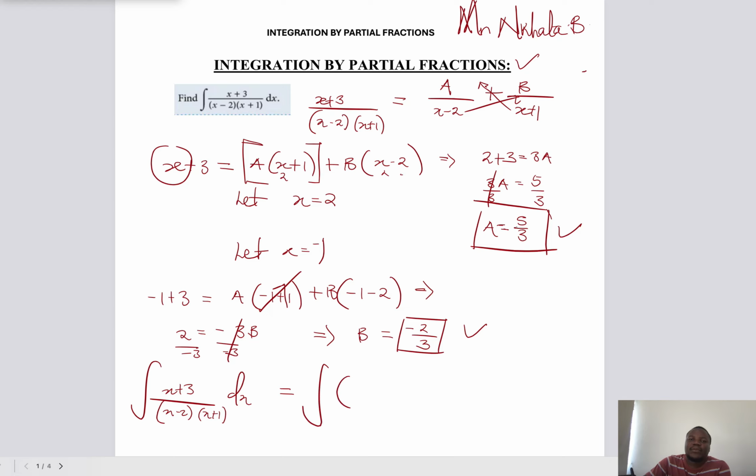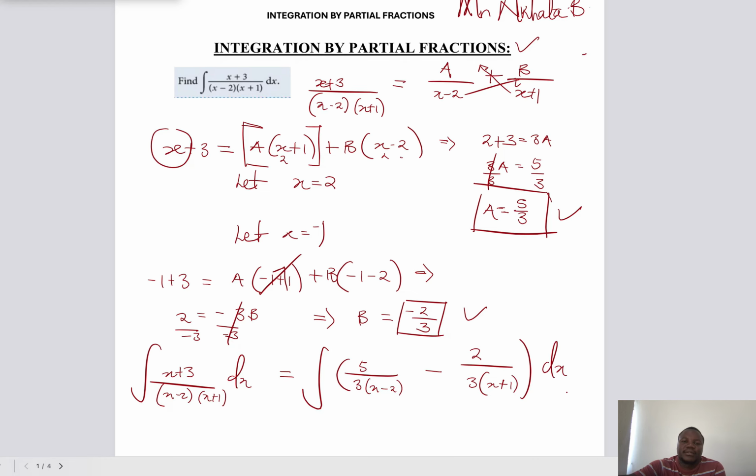Now where there is a, I'm going to put that, and we should be comfortable enough to know that this would be 5, then this is going to become 5 over 3 x minus 2, like that, minus, since b is negative 2, negative 2 over 3, then x plus 1, like that, then dx.